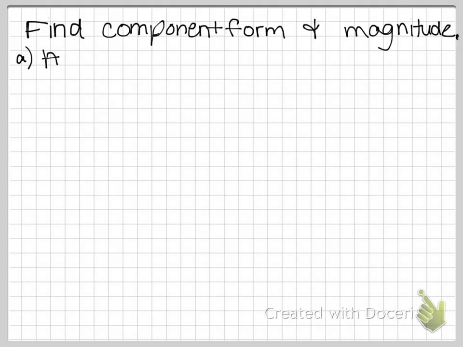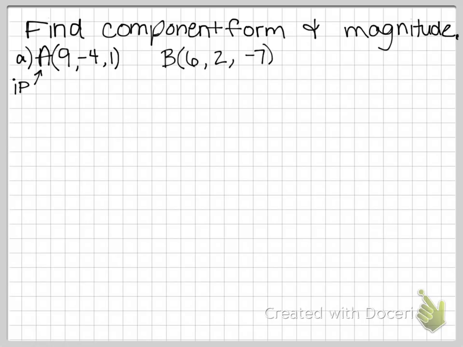Okay, so first guy, we're going to use point A, which is going to be at (9, -4, 1). That's going to be my initial point. And then I'm going to have point B, which is going to be at (6, 2, -7). And that is going to be my terminal point.